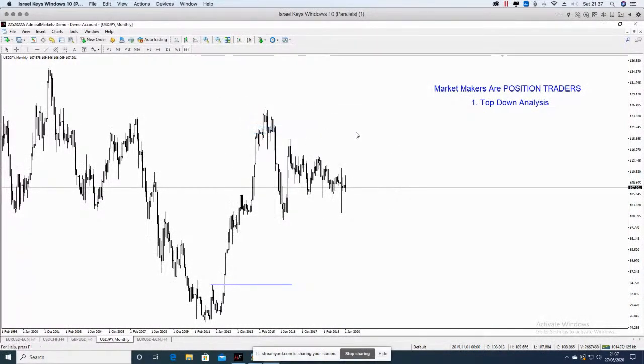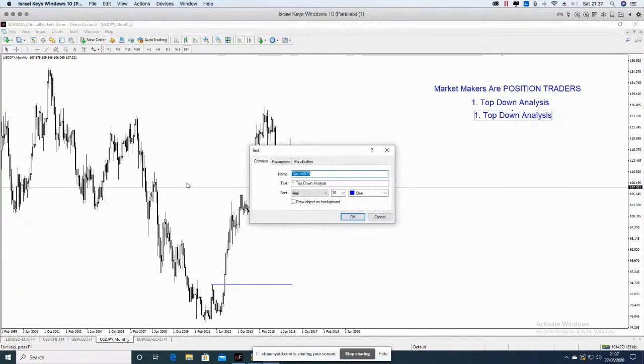Now, the second thing that you should keep in mind, because market makers are position traders, is this: price levels are valid for long periods of time.